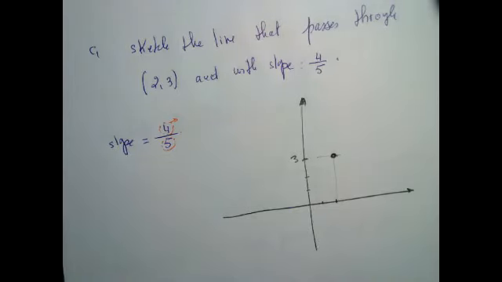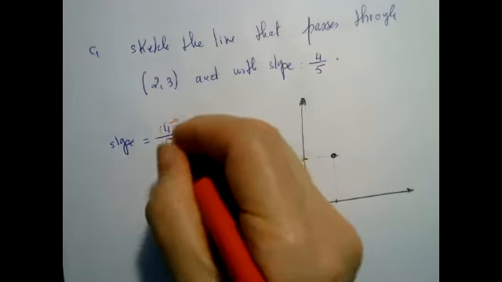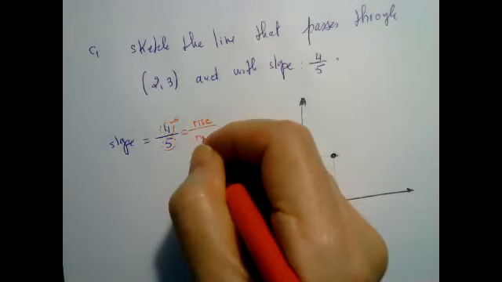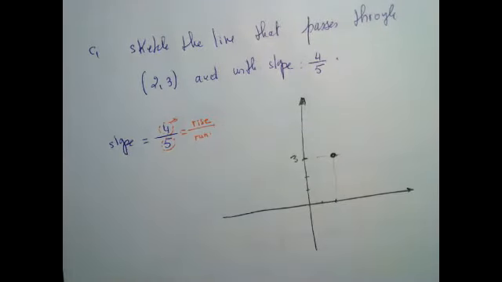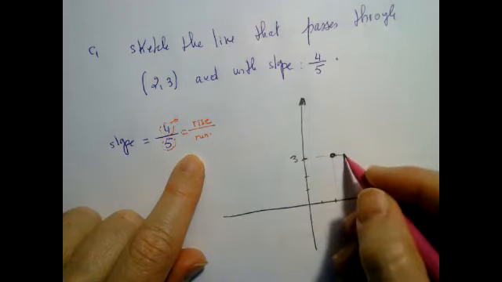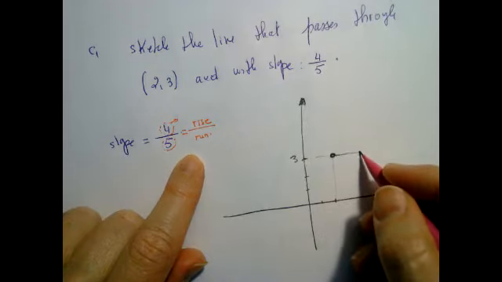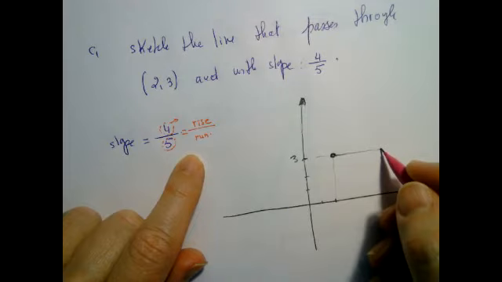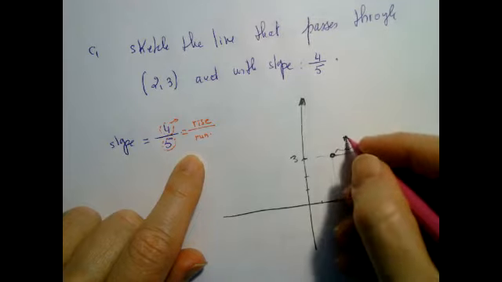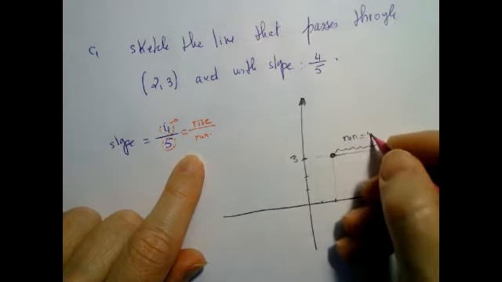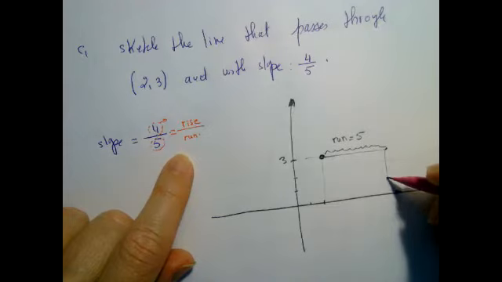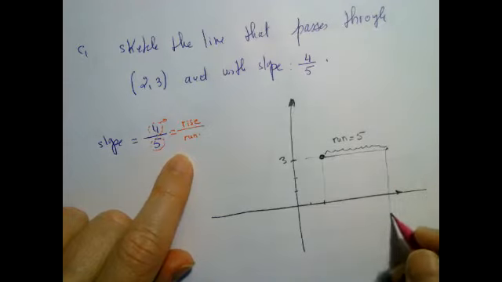Up 4/5. Okay, exactly. We're going to think of the numerator as the rise and the denominator as the run. It means that if you go by 5 units, so 1, 2, 3, 4, 5, this is my run, or the change in x. This is the 5. We have to go down by 4. 1, 2, 3, 4.